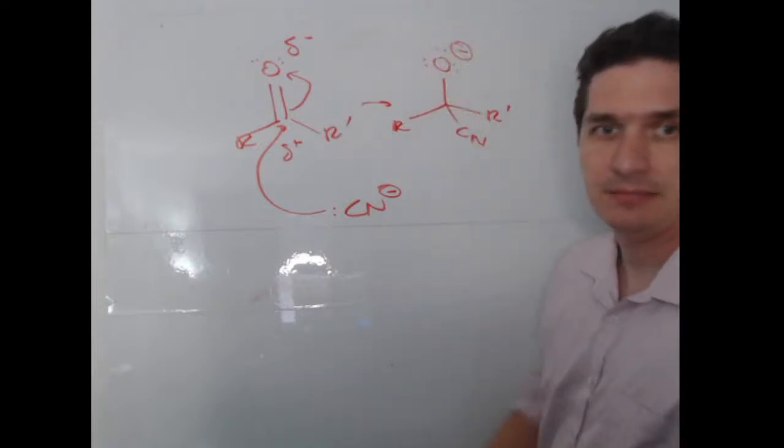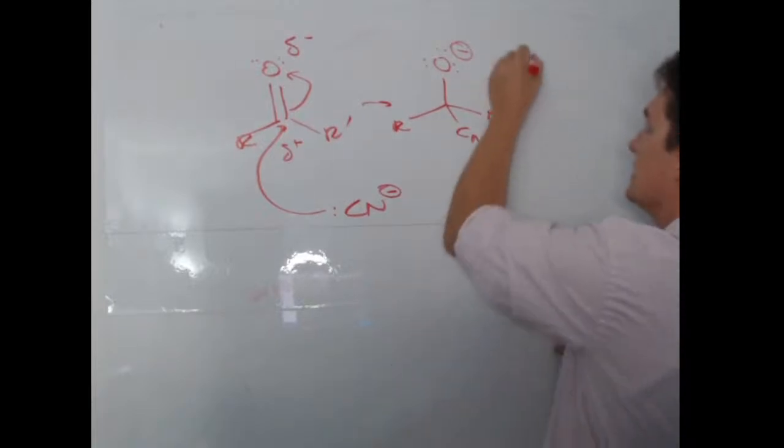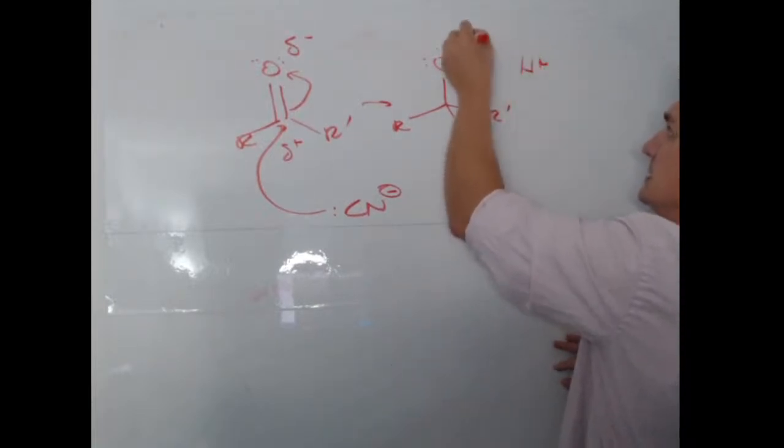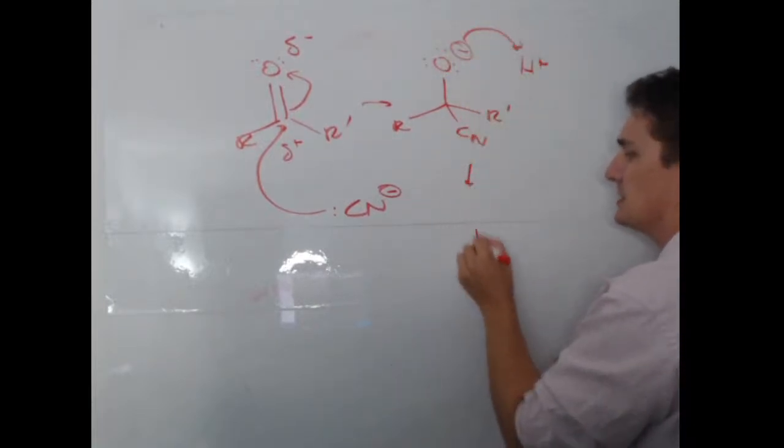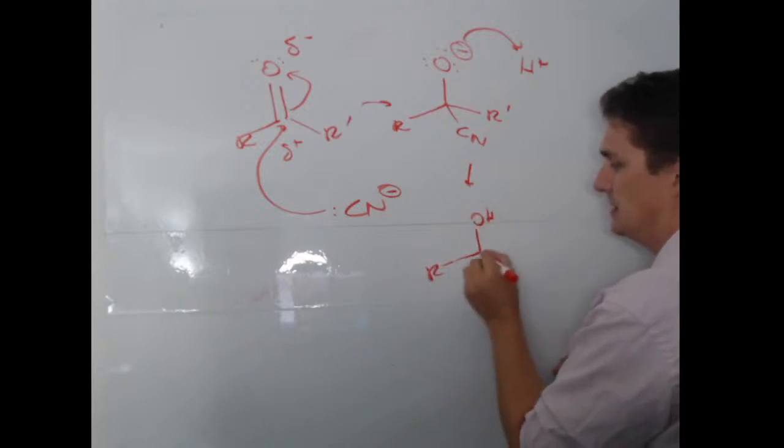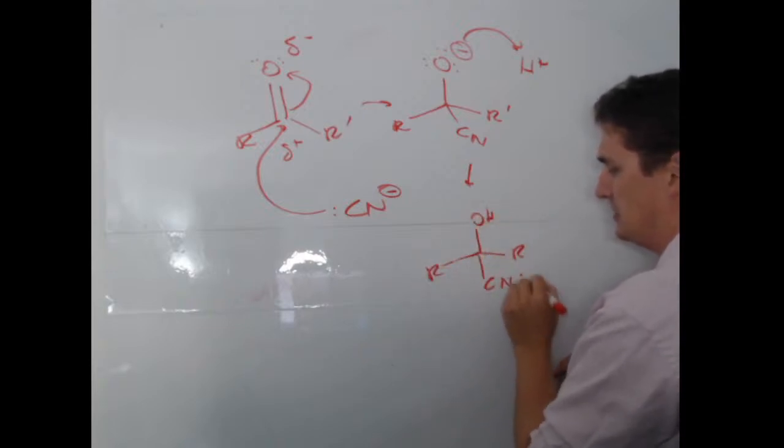is the alkoxide. The alkoxide is then going to attack the hydrogen, and this will give us a tertiary alcohol and a cyano group.